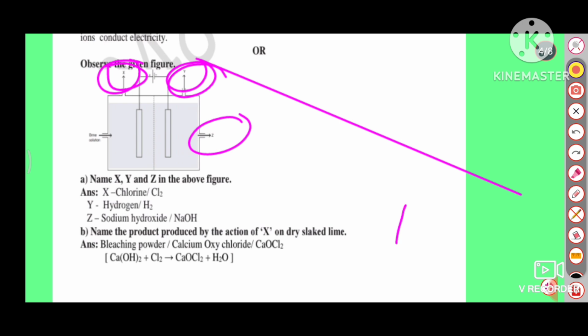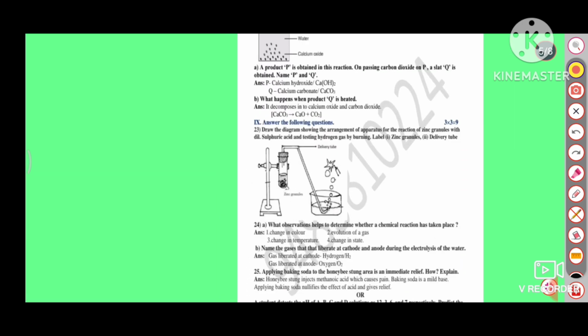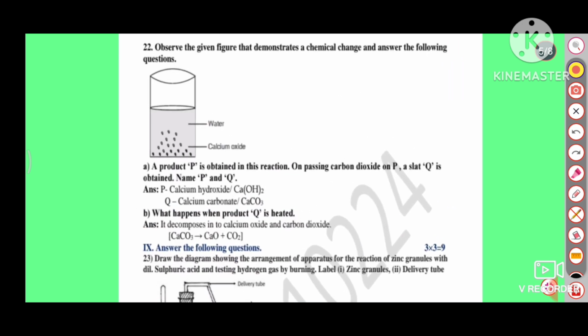Next question: name the product produced by the action of X on dry slaked lime. Bleaching powder, calcium oxychloride CaOCl2. Calcium hydroxide plus Cl2 gives rise to CaOCl2 plus H2O. Next question.